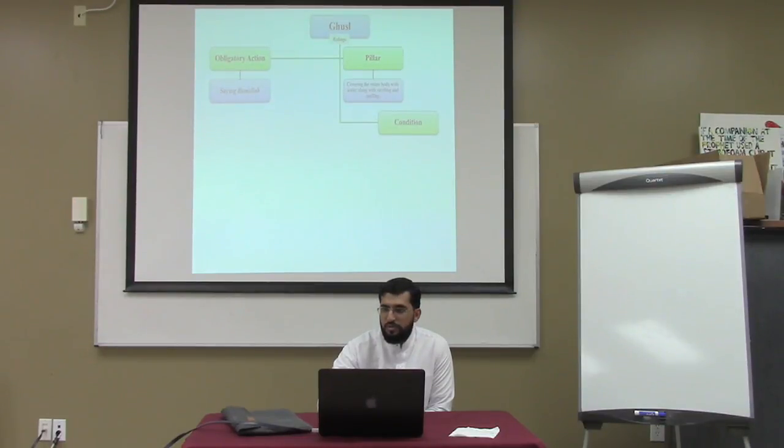The conditions of ghusl are those actions that have to come before ghusl. Okay? Before someone starts the ghusl. And we mentioned that the conditions are just like the conditions of wudu. The same conditions we have for wudu are the same conditions that we have for ghusl. However, for intention, we mentioned that there are a number of intentions a person can make. What is the first intention? Intend to remove both types of hadath. Very good. Major and minor.